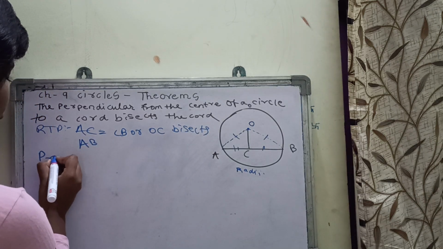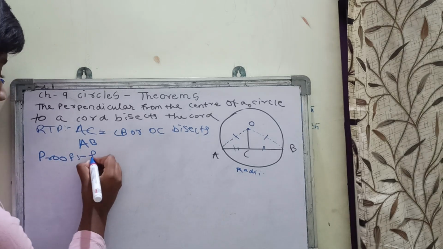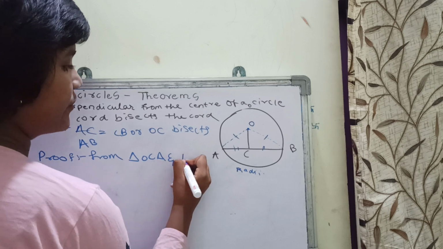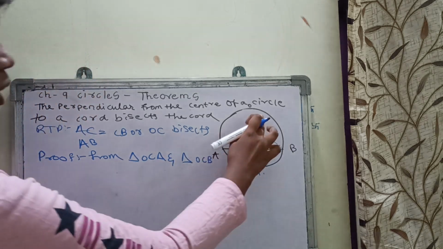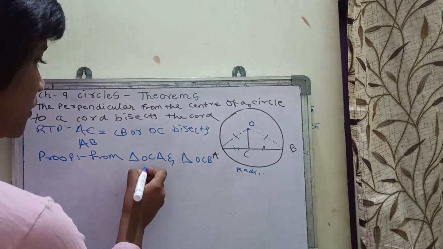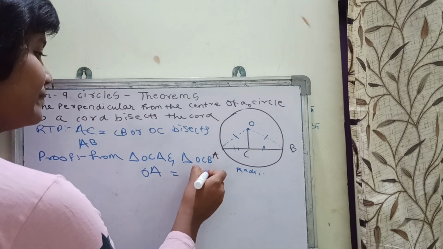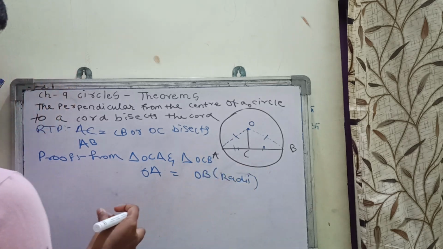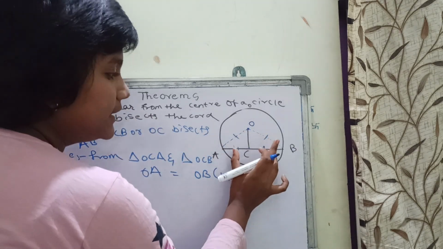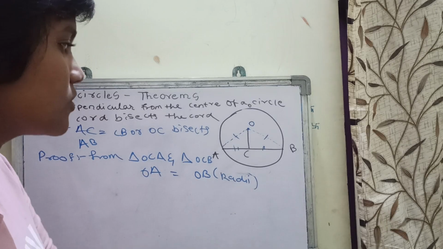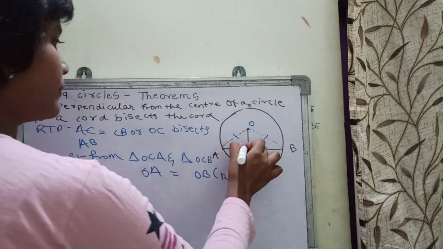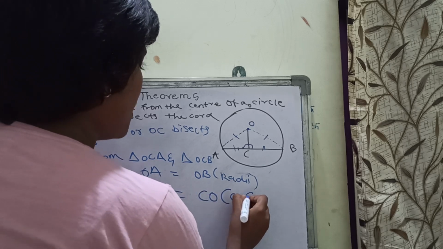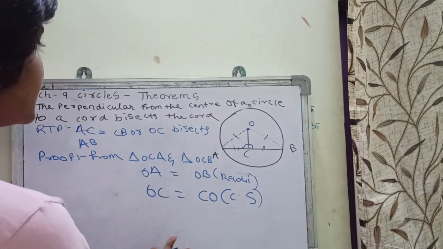So what is the proof here? From triangle OCA and triangle OCB, OA is equal to OB, right? Why? Radii. Okay, one part is proved. In the two triangles, what is common here? OC is common. OC is equal to CO, a common side. Then what else is given here?